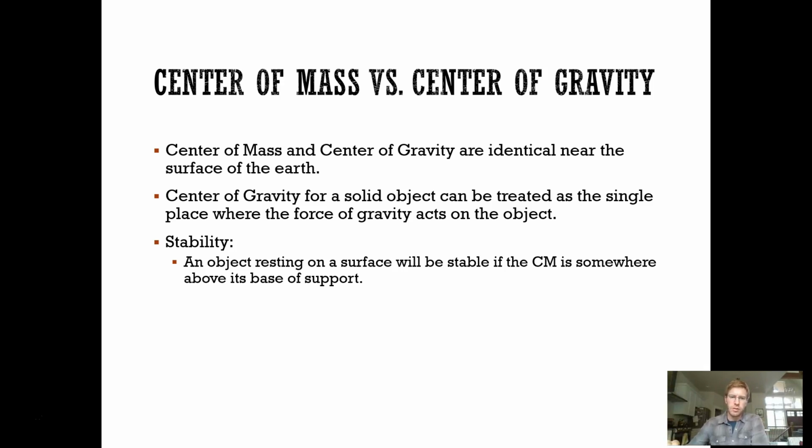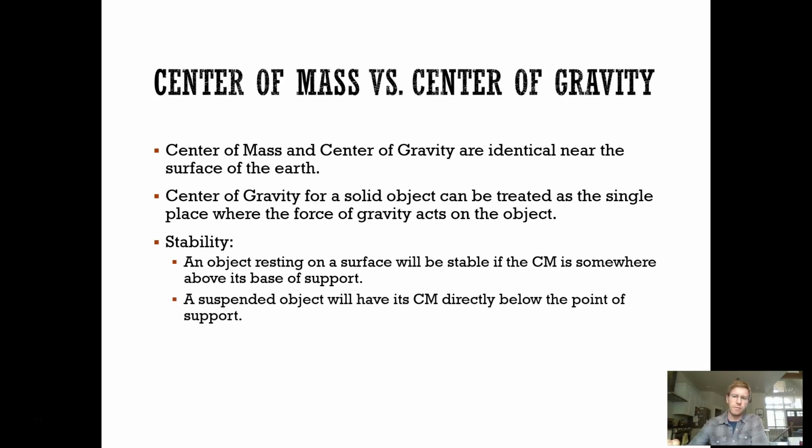The reason that we care about these ideas of center of mass and center of gravity is they help you describe an object's motion, and they also help you understand how to balance a given object. An object will always be balanced or supported if its base of support, the point at which it's being supported, is under the center of mass.